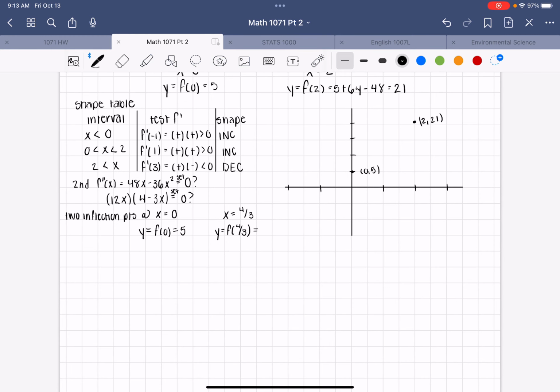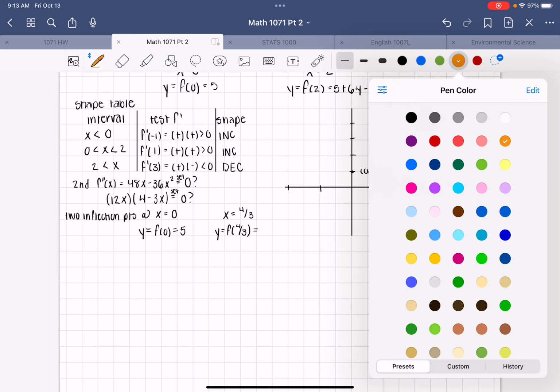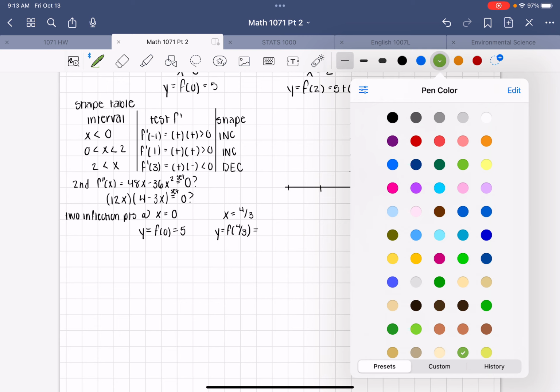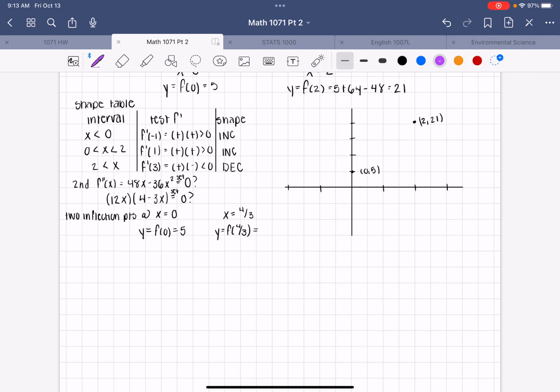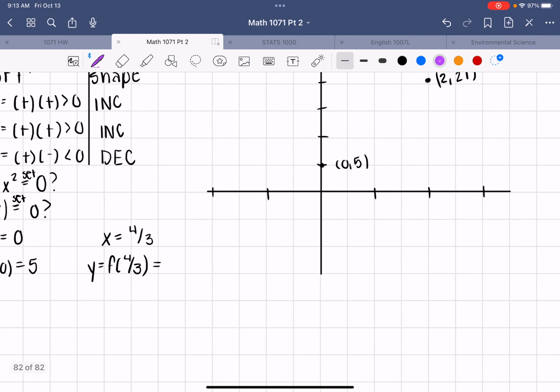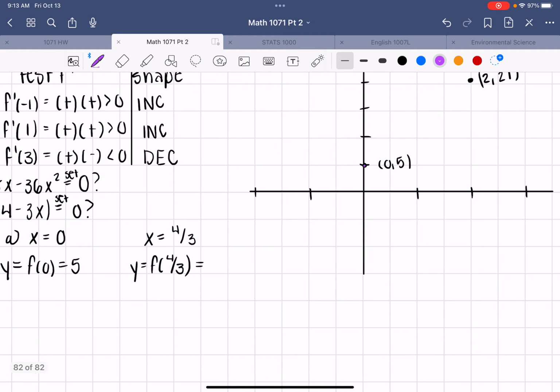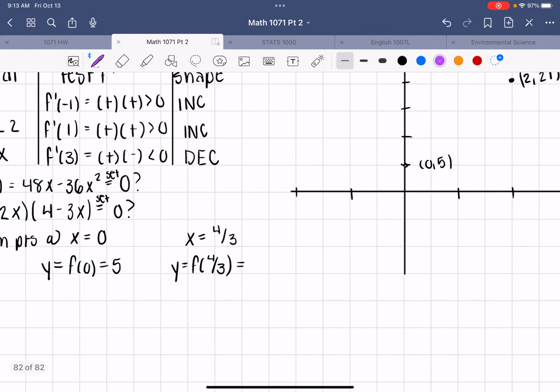And then let's come over here. Y equals f of 4/3. So that would be 5 plus 8 times 4/3 cubed minus 3 times 4/3 to the 4th.